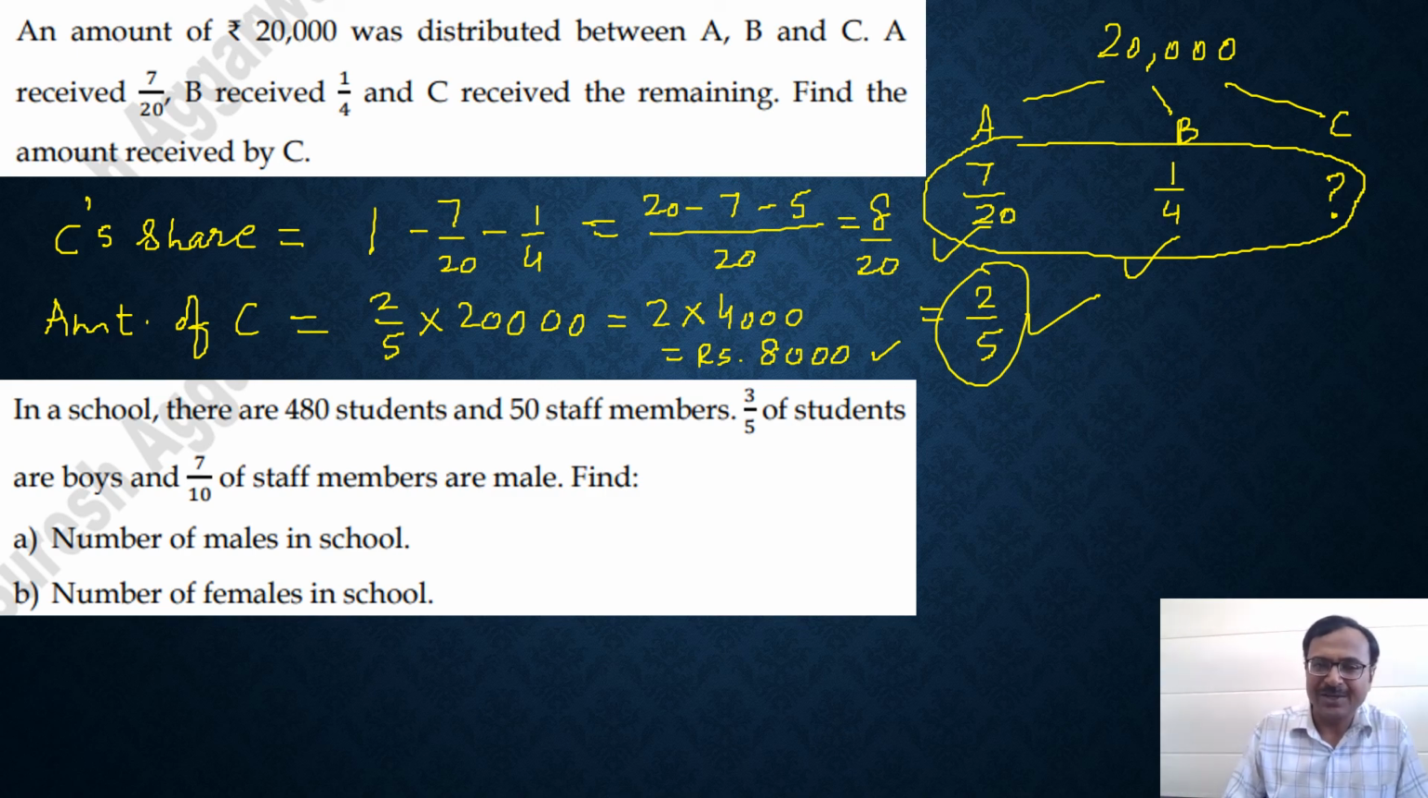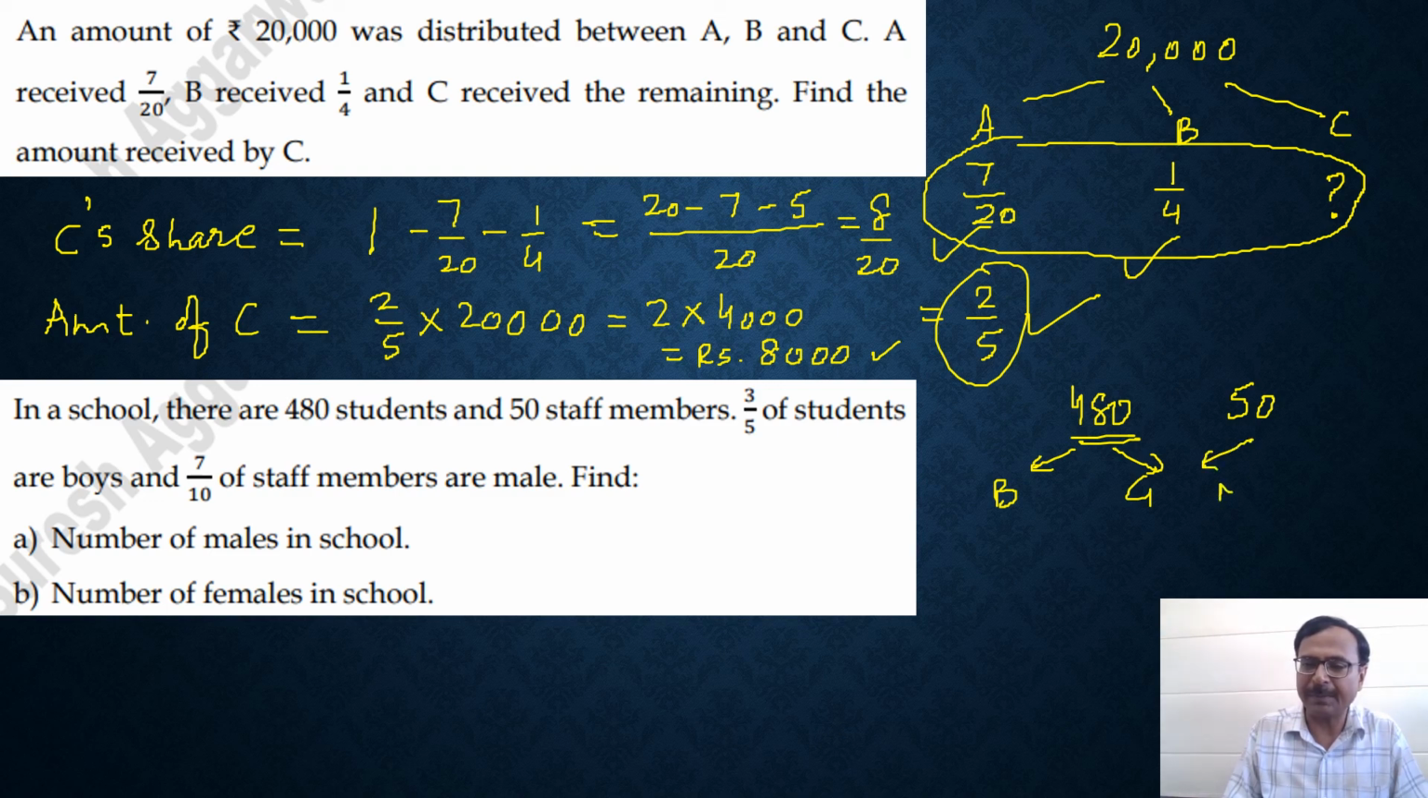The next question. We have 480 students in a school and 50 staff members. So obviously some of them are boys and some of them are girls in the school, and obviously in the staff members some of them are males and some of them are females. It is given that 3/5 of students are boys, and 7/10 of the staff members are male. Now we need to find the number of males in the school and number of females in the school.